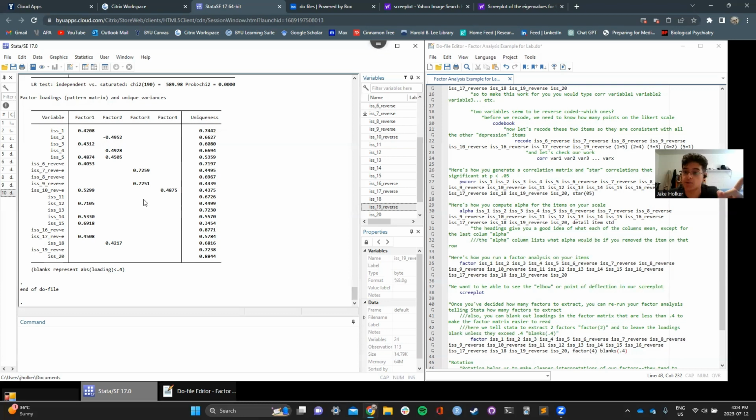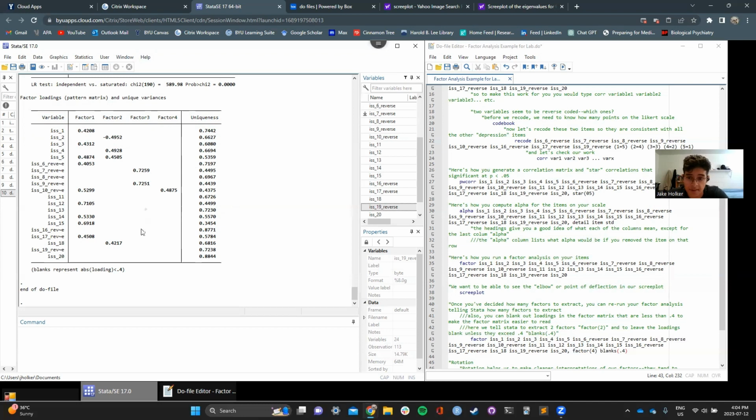So when you're trying to remake this table into your results section, you're going to copy this, replace this with item 1, item 2, up to item 20. Then you're going to replace this with factor 1, factor 2, factor 3, factor 4, and you're pretty much just going to cut this part out. You don't have to worry about this uniqueness. But you're going to be expected to completely fill out these blank spots.